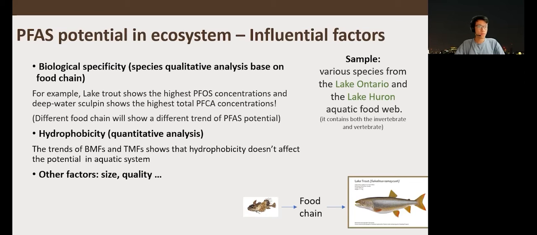To analyze PFAS potential in ecosystem, I choose biological specificity as qualitative analysis and hydrophobicity as quantitative analysis as influential factors. For biological specificity, the results show that there is an increase of PFAS from down the food chain to up the food chain. However, different food chains will show a different trend. Hydrophobicity studies give that there is no relation between BMFs and TMFs with the potential in aquatic system. There are also some other factors like creature size, quality. However, with limited sample study and high uncertainty, it is impractical to do analysis about it.